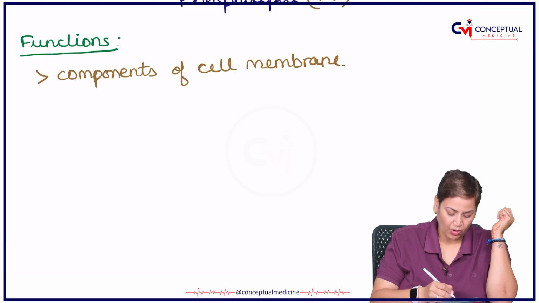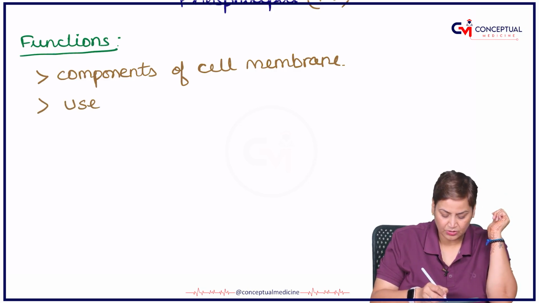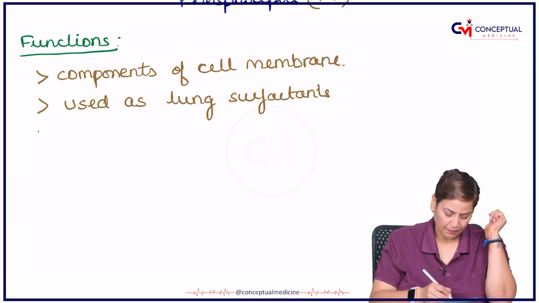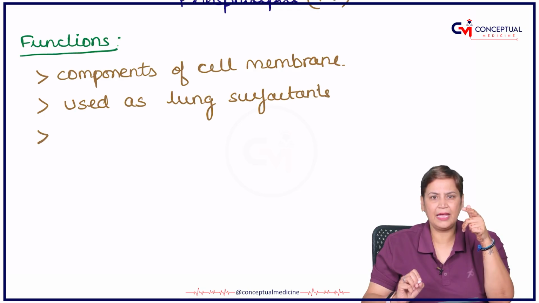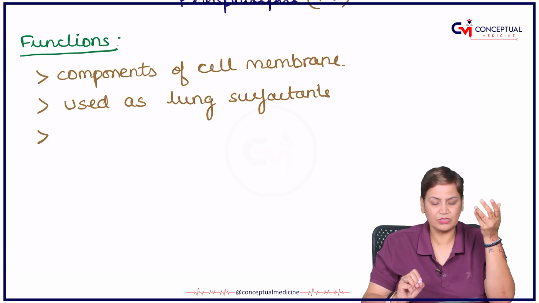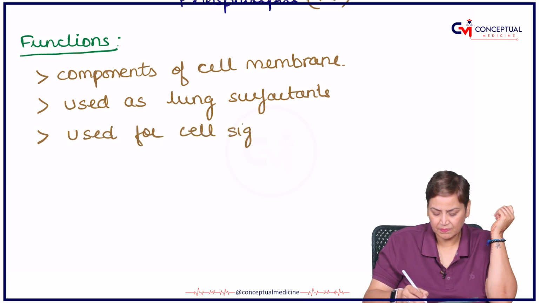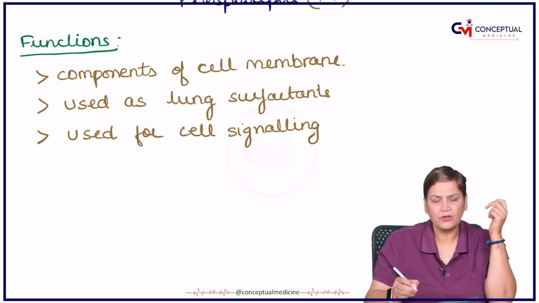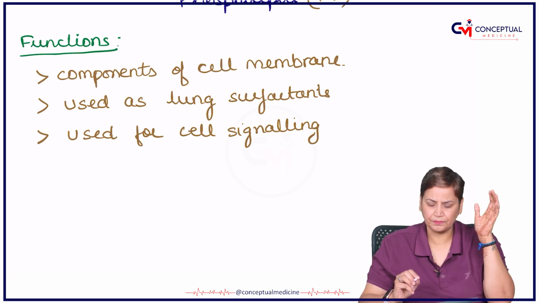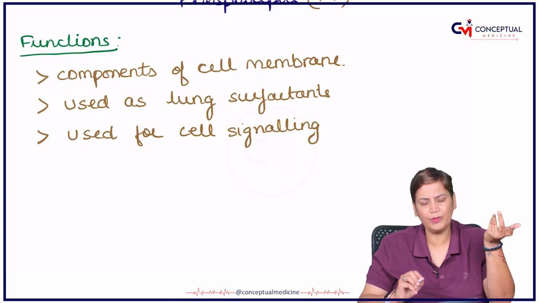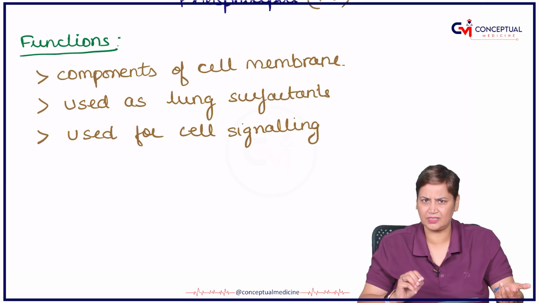If they are the components, they are used as lung surfactants also. Here you can just remember phospholipid: L for lipid, L for lung. So, they are used as lung surfactants. They are also used for cell signaling, transportation, recognition, and so on. Again, if we talk about the structure of this, we know that they have a hydrophobic and a hydrophilic portion also, that we have already discussed, right?